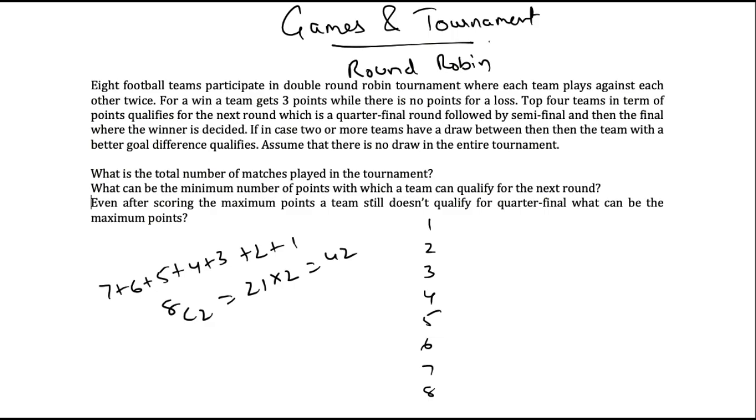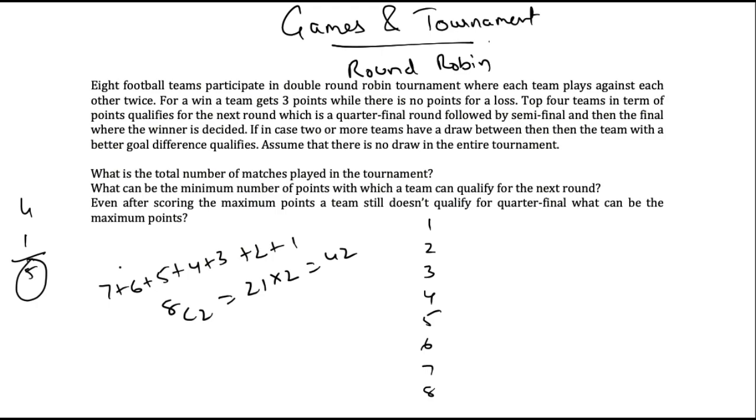Even after scoring the maximum points, a team still does not qualify for the quarterfinal. That means we have 4 teams qualifying, and we need one more team which scores the maximum points but still does not qualify. Now here we have to look into the situation: even after scoring maximum points, how can a team not be qualified?